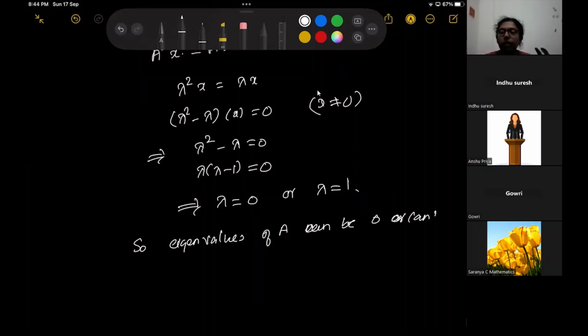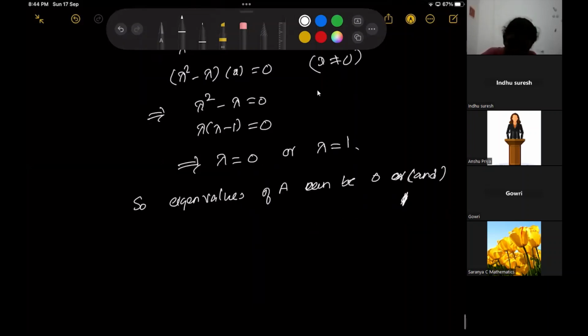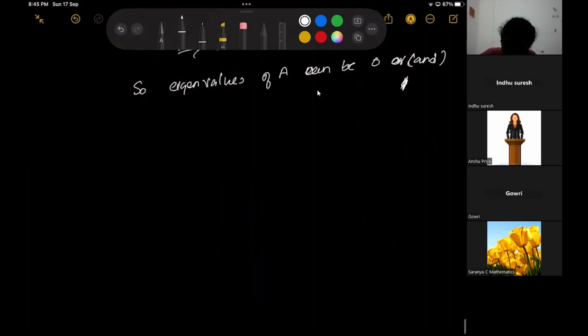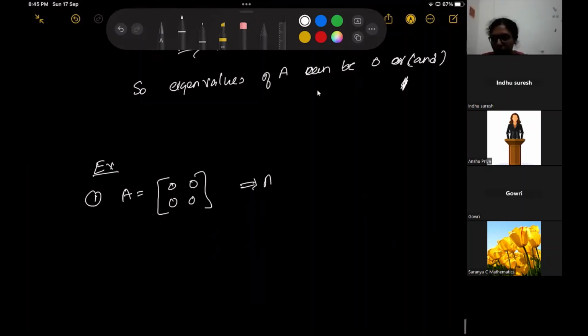What I want to say is if A is an idempotent matrix, we cannot say A has both 0 and 1 as eigenvalues. So for example, I'm taking A equal to 0, 0, 0, 0. Here A square equals A. Both are zero matrices, so here the only eigenvalue is 0. Here 1 is not an eigenvalue. Even though it is idempotent, 1 is not an eigenvalue. Here 0 is the only eigenvalue. That is all we are saying. It can be 0 or 1 or both.